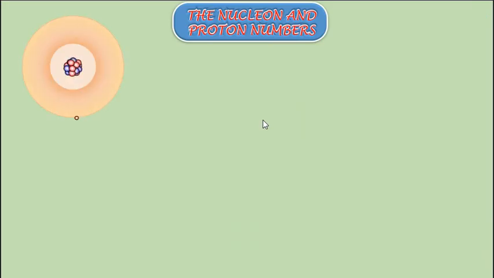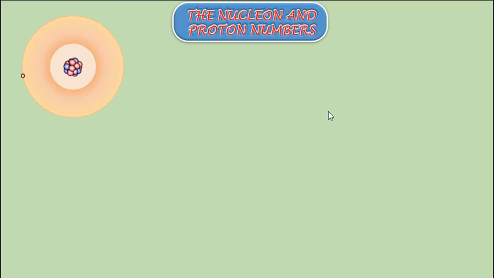The nucleon and proton numbers. The animation you are watching now is that of an atom. This animation clearly shows that an atom is made up of 2 parts: the inner core, called the nucleus, and the outer part, where you have the electrons. Now, as you can see, the electrons are in orbit around the nucleus. But our focus is not just the entire atom or the electrons moving around the nucleus. Our focus in this presentation is the nucleus.